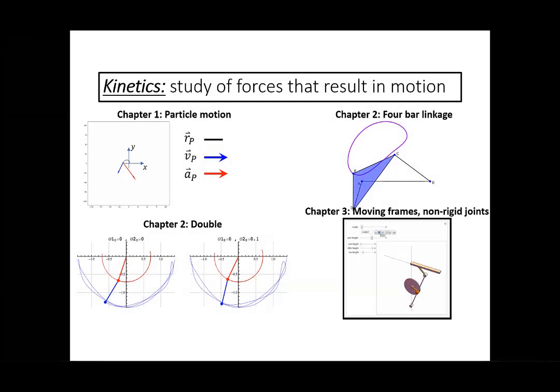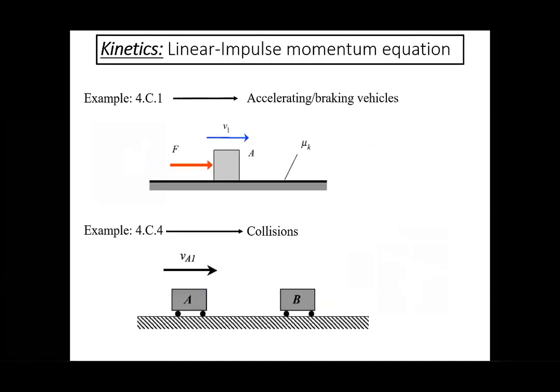Yes, okay, great. All right, so first of all, kinetics, right? Remember, kinetics are causing motion. So in chapters 1 to 3, we were just looking at motion. Now we need to find what is causing that. And then one of the equations that allows us to analyze kinetics is the linear impulse momentum equation.